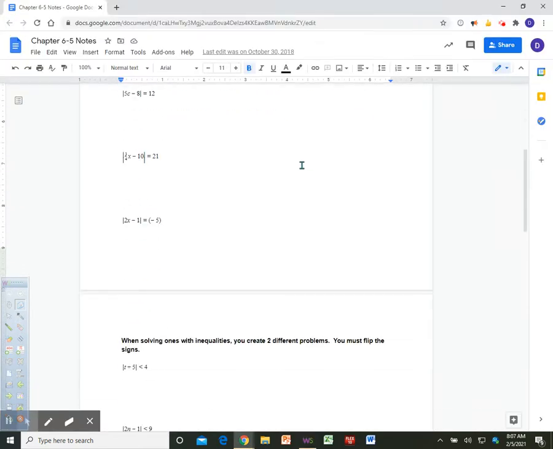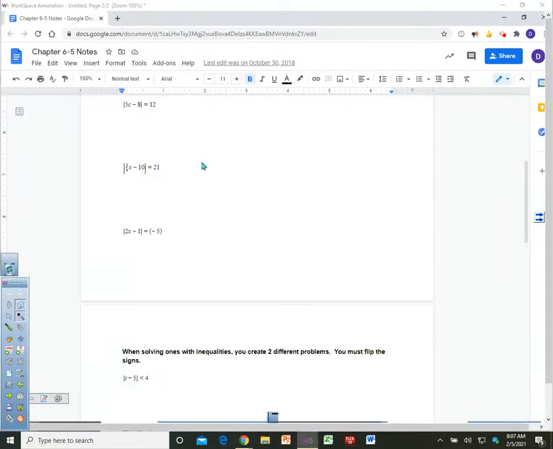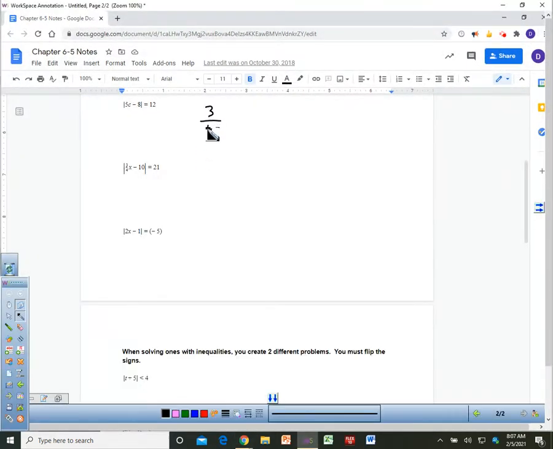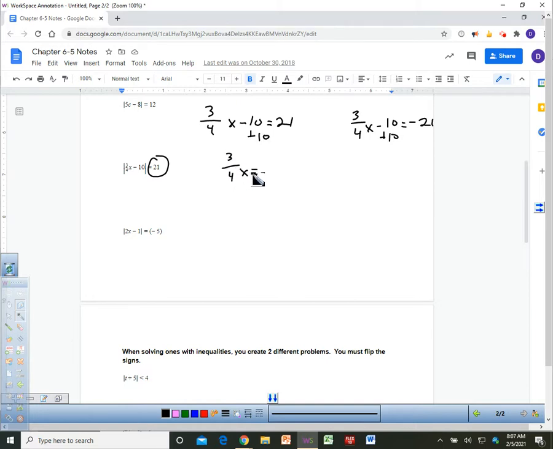Okay, and it's the same for the next couple. So if you look at the next one, we're going to set it up the same. So 3 over 4x minus 10 equals 21. And if you notice, this number should always be positive. If you look at the next one, a little spoiler, this one won't work out, and we'll talk about why. So we're going to set this one up. 3/4 x minus 10 equals negative 21. We're going to add 10 to both of these. So 3 over 4x equals 31. 3 over 4x equals negative 11.